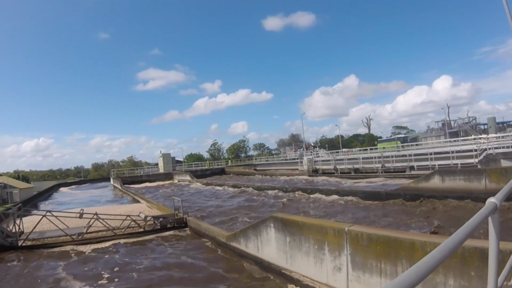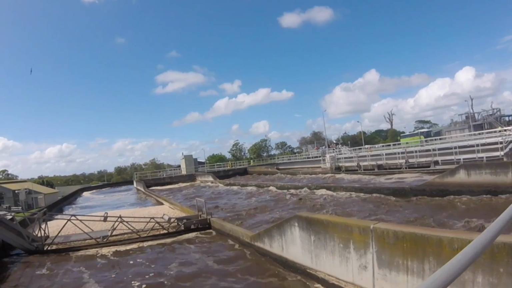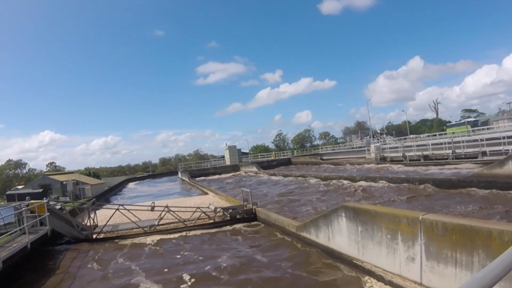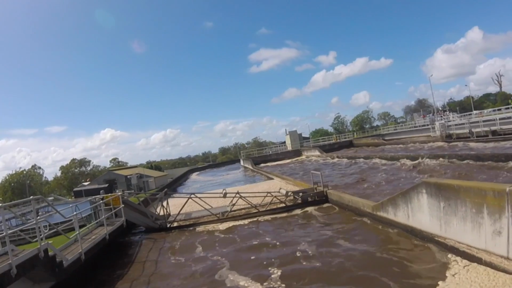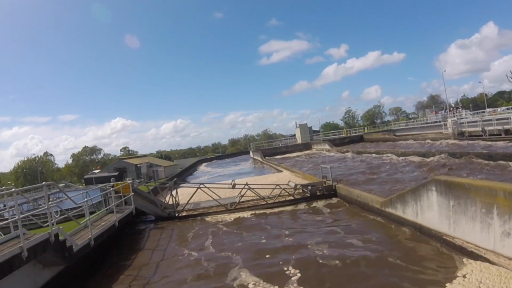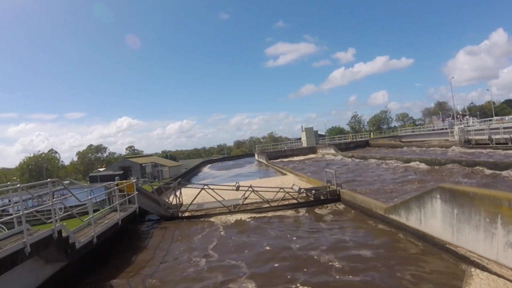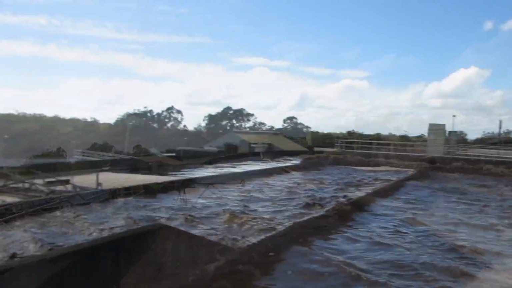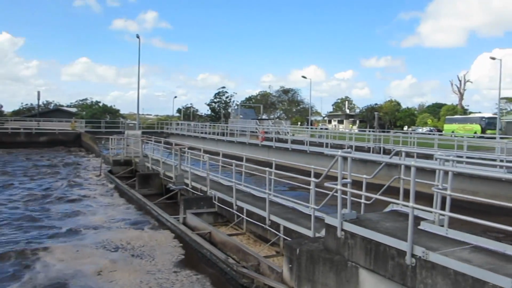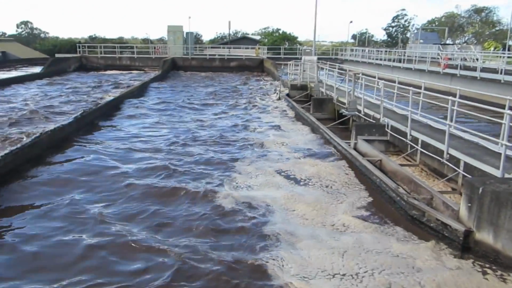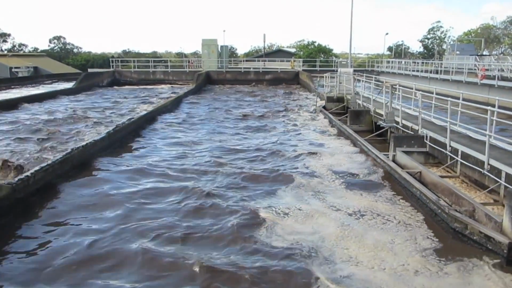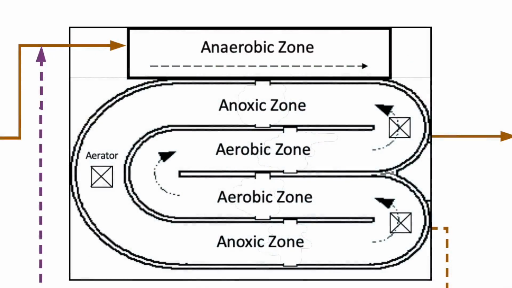The solid retention time is 18 days. The COD to P ratio is 70:1, and the COD to N ratio is 10:1. As the process used in this plant is aimed at achieving denitrification, the modified Ludzack-Ettinger or MLE process is used, which adds an anoxic zone on the outer track of the ditch.